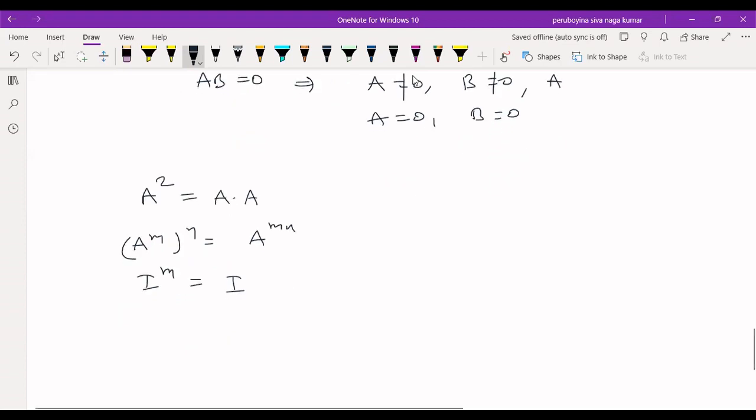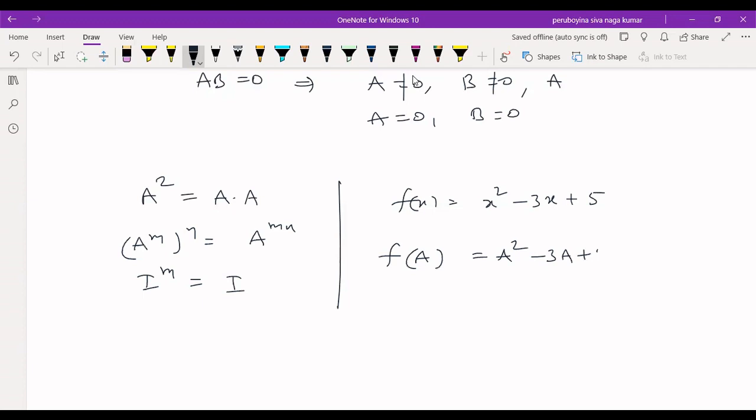Sometimes you have to define, for example, f of x is equal to x square minus 3x plus 5. Okay. Then if you insert in the place of x a matrix A, then you have to write A square minus 3 into A plus 5 into I. You have to verify. Don't take the constant as it was. Okay. And next, transpose of the matrix.